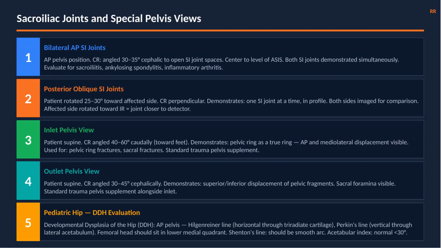5 special pelvis views. Bilateral AP sacroiliac joints. Standard AP pelvis position. CR angled 30 to 35 degrees cephalically. This angle opens the SI joint spaces, which are naturally oblique to the frontal plane. Both joints demonstrated simultaneously. Ordered for sacroiliitis, ankylosing spondylitis, inflammatory arthritis.